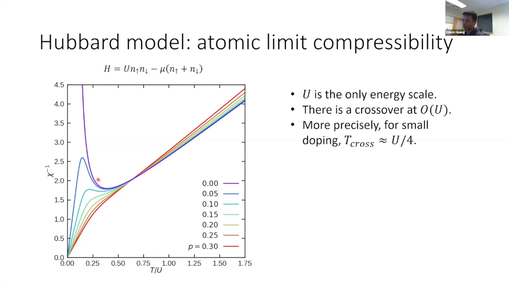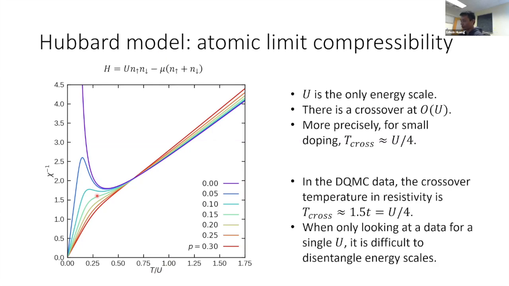You can see that also in this inverse compressibility, there's a regime where doping dependence sets in, and a regime where things are more or less doping independent, separated roughly at temperature U over 4. In the Monte Carlo data that I showed in the previous slides, this crossover is happening at something on the order of 1.5 times the hopping t, which happens to be also equal to U over 4. So it's quite difficult to say whether this crossover temperature is related to U or if it's related to the bandwidth or the Fermi energy.